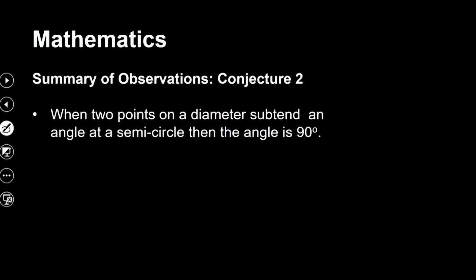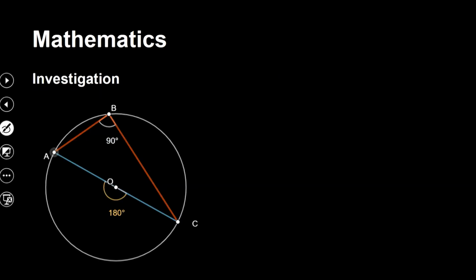Now, when 2 points on a diameter subtend an angle at a semicircle, then the angle is what? It is 90 degrees. So what does this mean? Remember we said twice the angle at the circumference. So this angle is 180 degrees. It means the angle that this arc subtends as well, but now on the circumference of the circle, must be half of this, because we said they have a relationship of 2:1. Then this becomes a 90-degree angle that I have there.